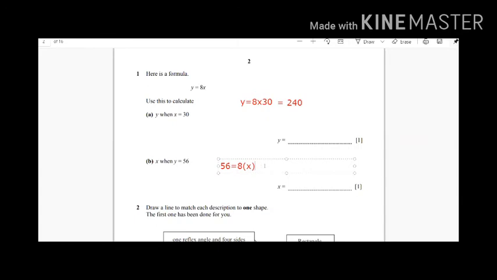Next step will be what? Next step will be 56 divided by 8, which is 7. Very nice. So x is equal to 7. This is your answer. Got it? This answer you will write here. Okay. Now come on to the next question.